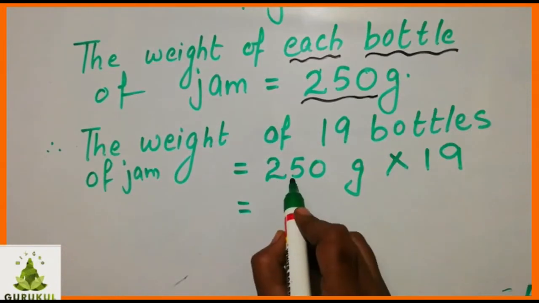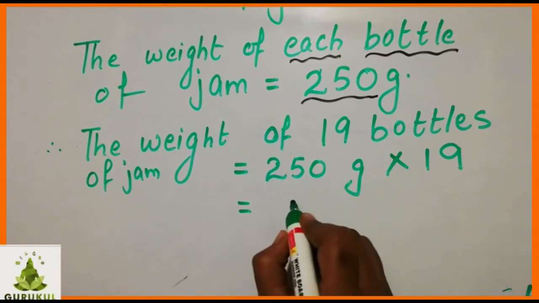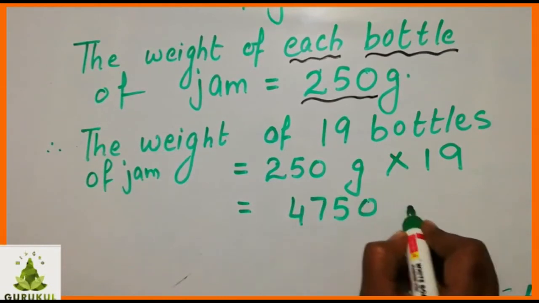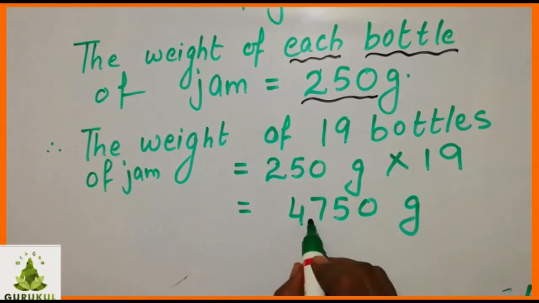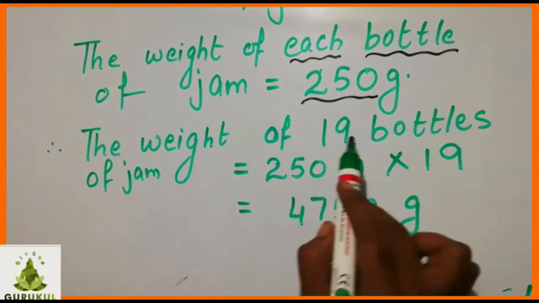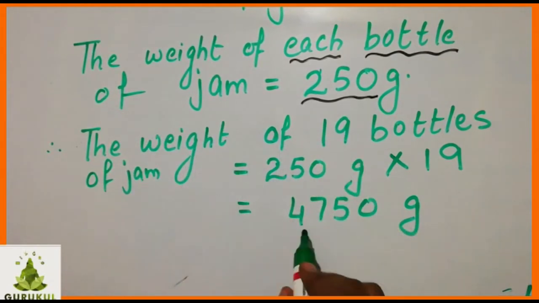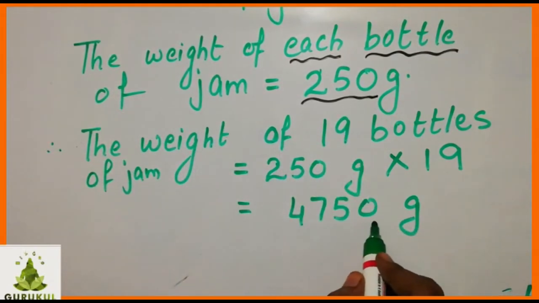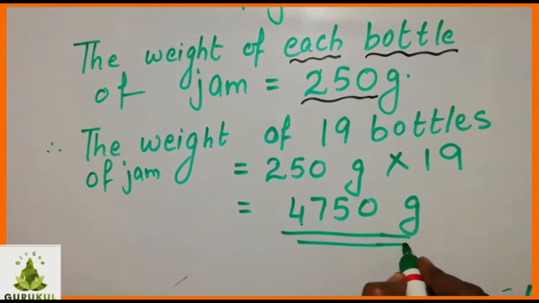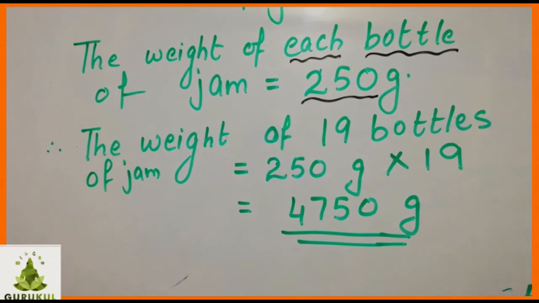Is this clear to you? So you multiply 250 into 19. What do you get? 4750 grams. G means grams. So the weight of 19 bottles of jam will be 4750 grams. You can write this as the answer, or you can convert this into kilograms also and write. How to convert this into kilograms?